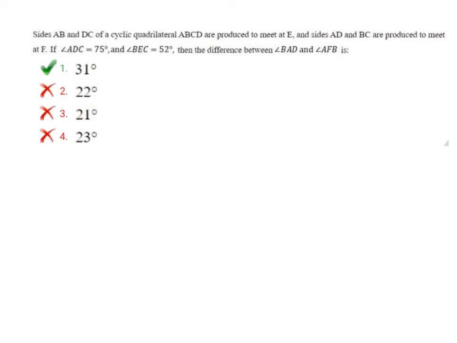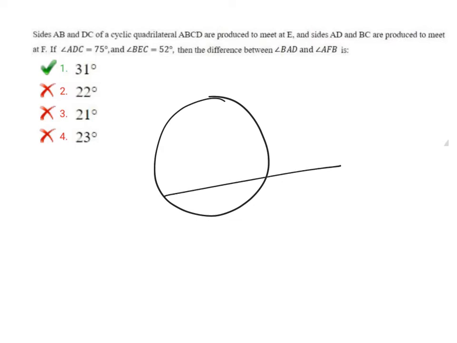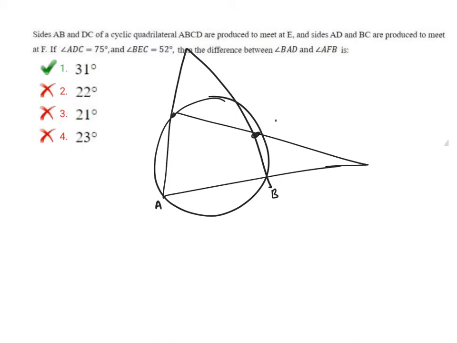AB and DC of a cyclic quadrilateral, AB, CD are produced to meet at E. So let's draw the cyclic quadrilateral. So these two sides are produced like this, and these two sides are also produced. Let it be this one, A, B, C, D. If you produce AD and BC to meet at F, first you are producing AB and DC. So this is at E and this is at F.